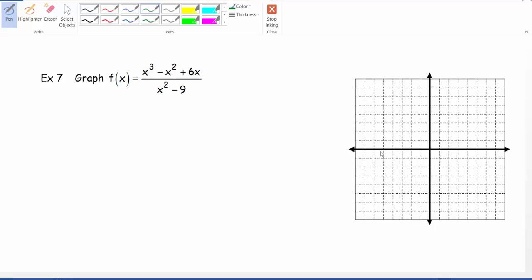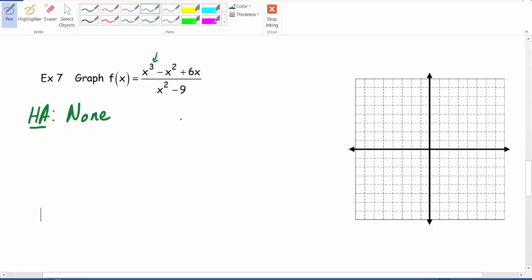Here we are at example 7 from our 8.3 number 2 set of notes. We're asked to graph this following rational function. Typically how we start out with these is we're going to go ahead and see what is our horizontal asymptote. So for our HA, we're going to look at it first. We notice that the degree is larger on the top than it is the bottom. And as a result of that, we will actually not have an HA here.